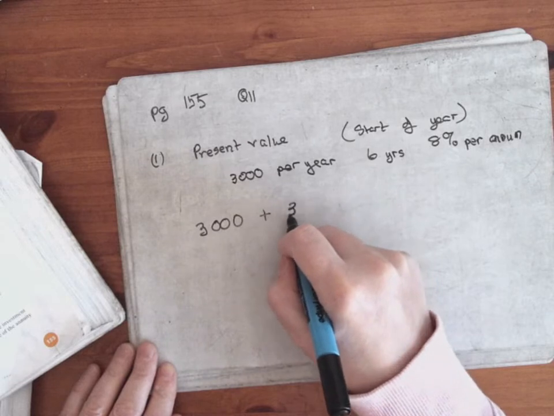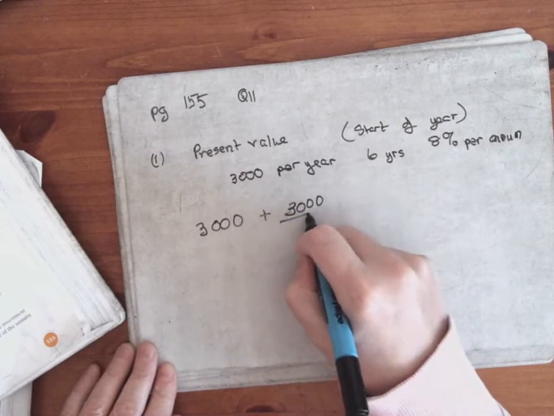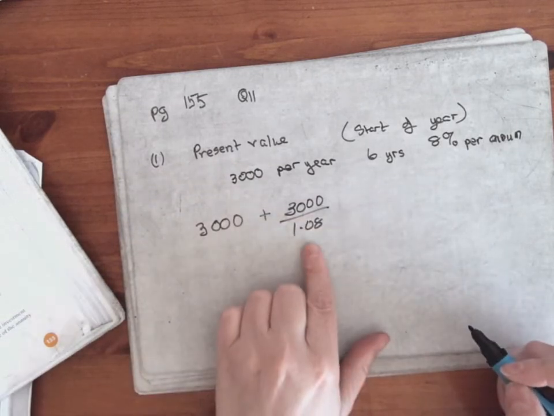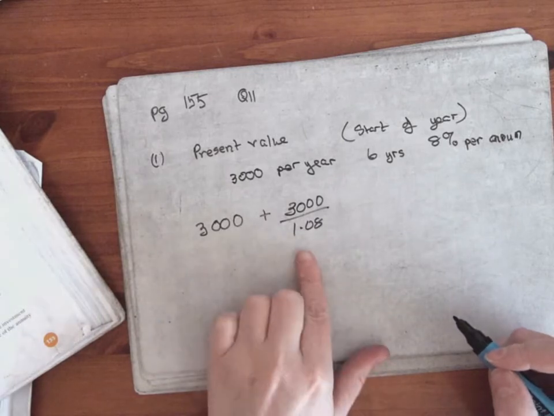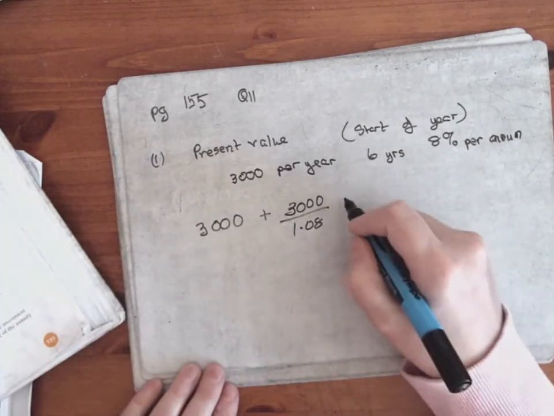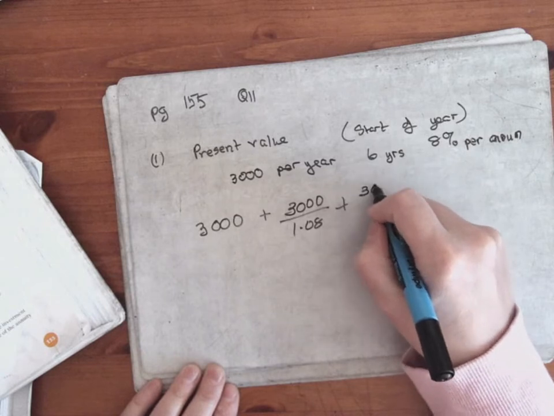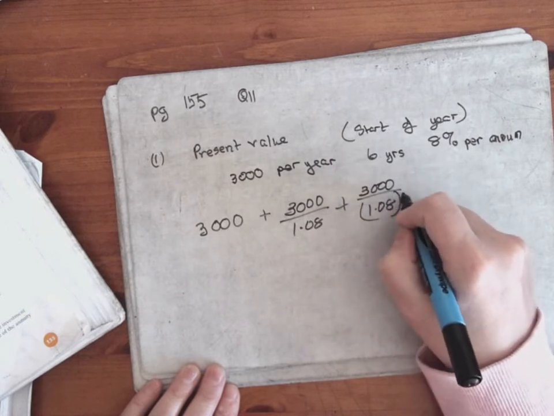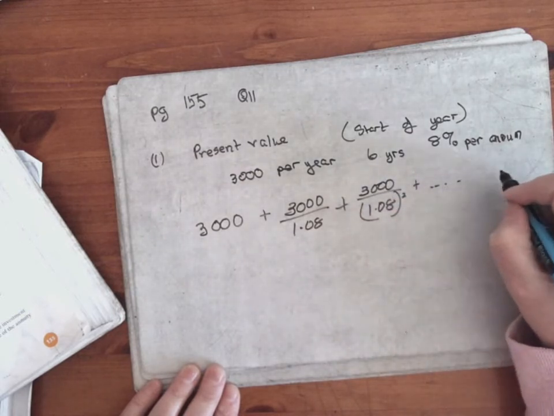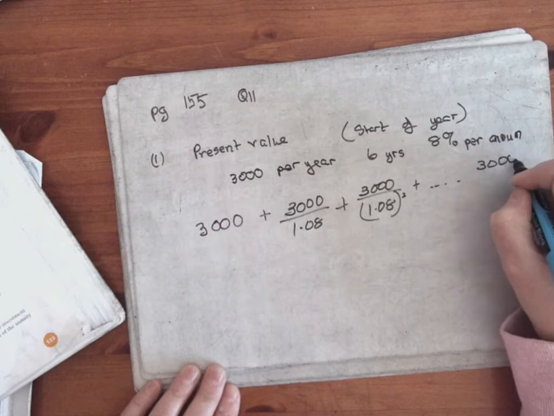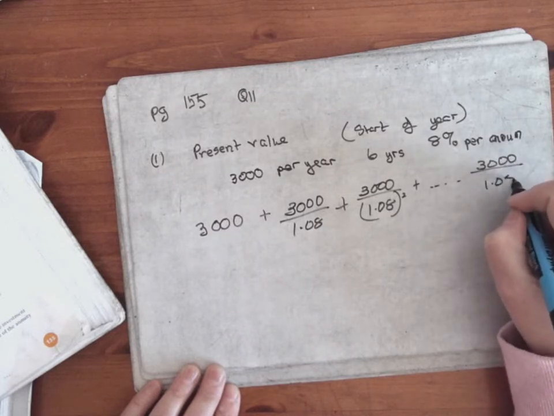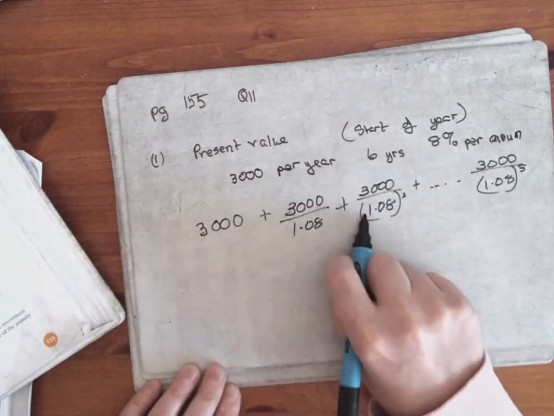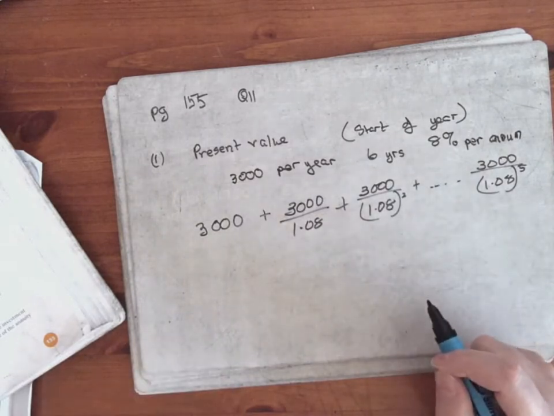For the second year, you wouldn't need the full 3,000 euros. You'd need the 3,000 euros without the interest, okay? Again, because that's year two, but it's at the start of the year, so you've only got 1 year interest, okay? The next one, it's 3,000 divided by 1.08 squared, and then plus dot dot dot. The last one will be 3,000 divided by 1.08 to the power of 5, because it's 6 years. So this is year 1, 2, 3, 4, 5, 6. Okay, is that all right?